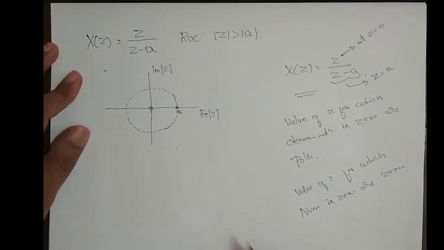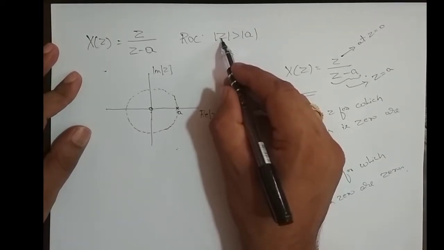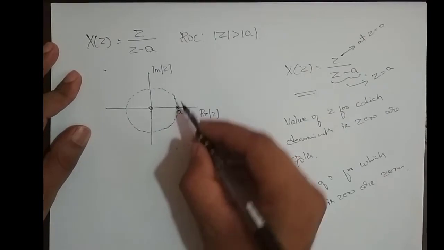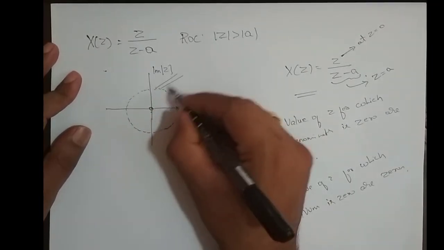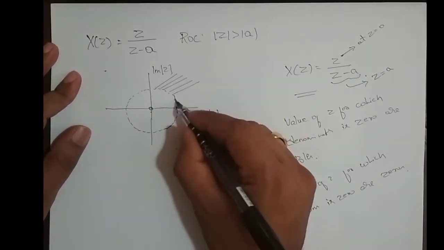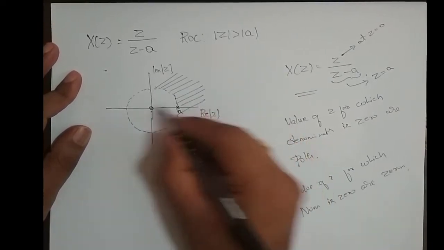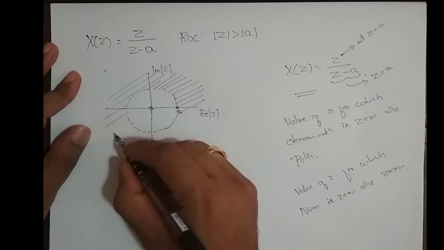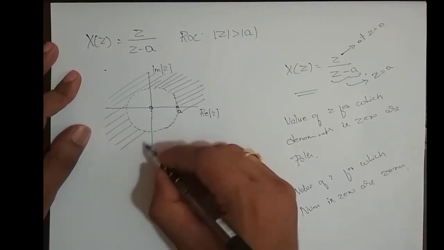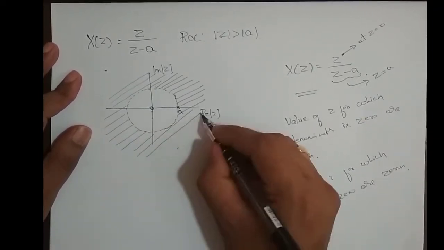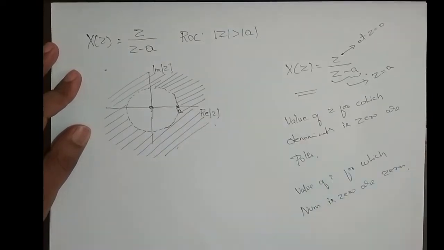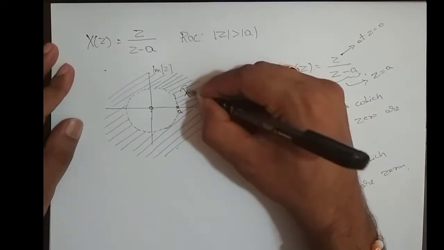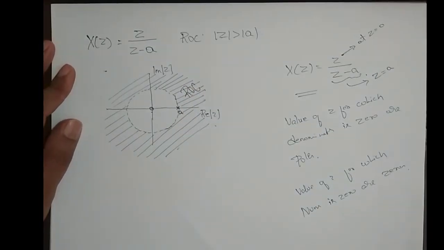Okay, and my ROC is what? Magnitude of z. The z values should be greater than a. The shaded region that I am plotting here is the region of convergence. So magnitude of z has to take values greater than a. Fine. This is the ROC. The shaded portion is the ROC.